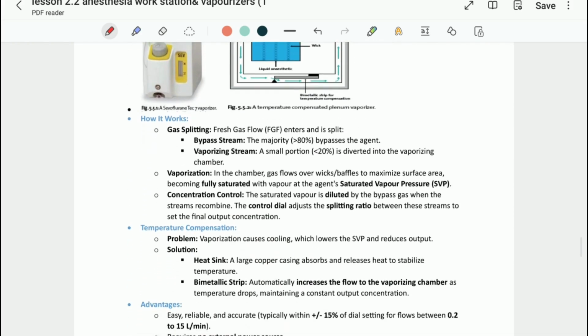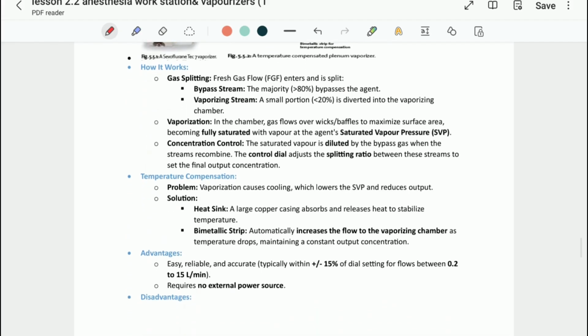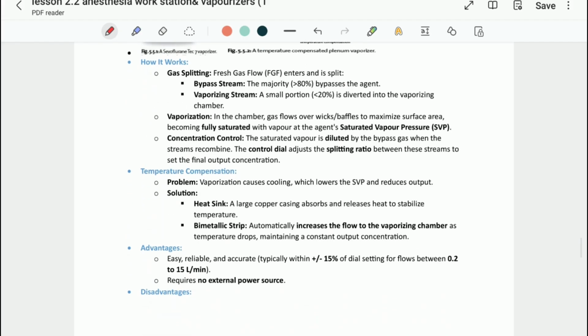Now, how does it work? It basically works by gas splitting. The fresh gas flow enters and is split into a bypass stream, which is the majority, more than 80%, and a vaporizing stream. A small portion of the fresh gas flow is diverted into the vaporization chamber. In the chamber, the gas flows over the wicks and baffles to maximize surface area and become fully saturated with vapors at the agent's saturated vapor pressure.